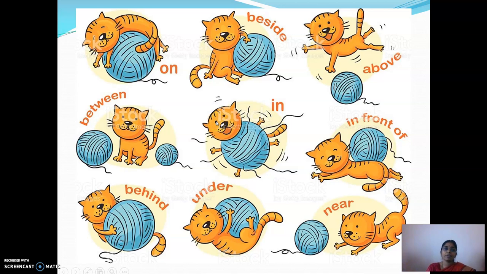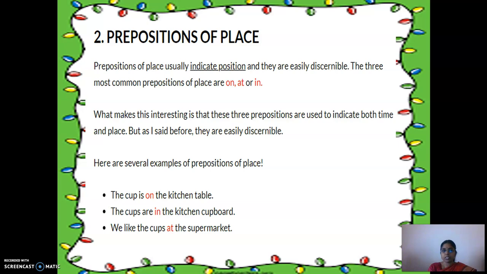So in this slide you have seen on, beside, above, between, in front of, behind, under, near. All these are prepositions, right? Prepositions of place. Prepositions of place usually indicate positions that are easily discernible. The three most common prepositions are on, at, in.